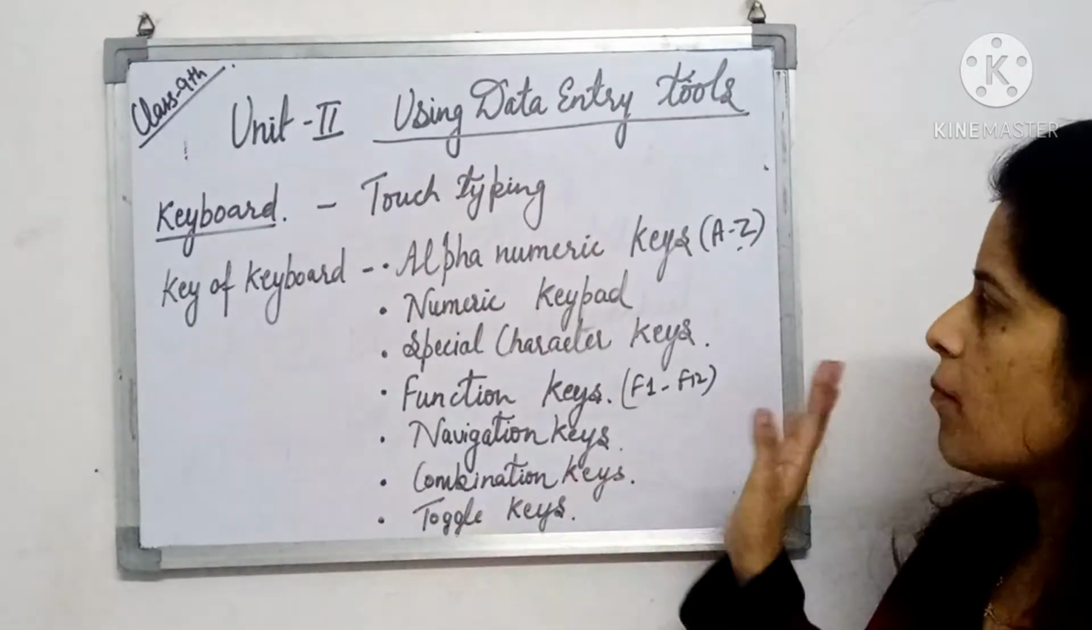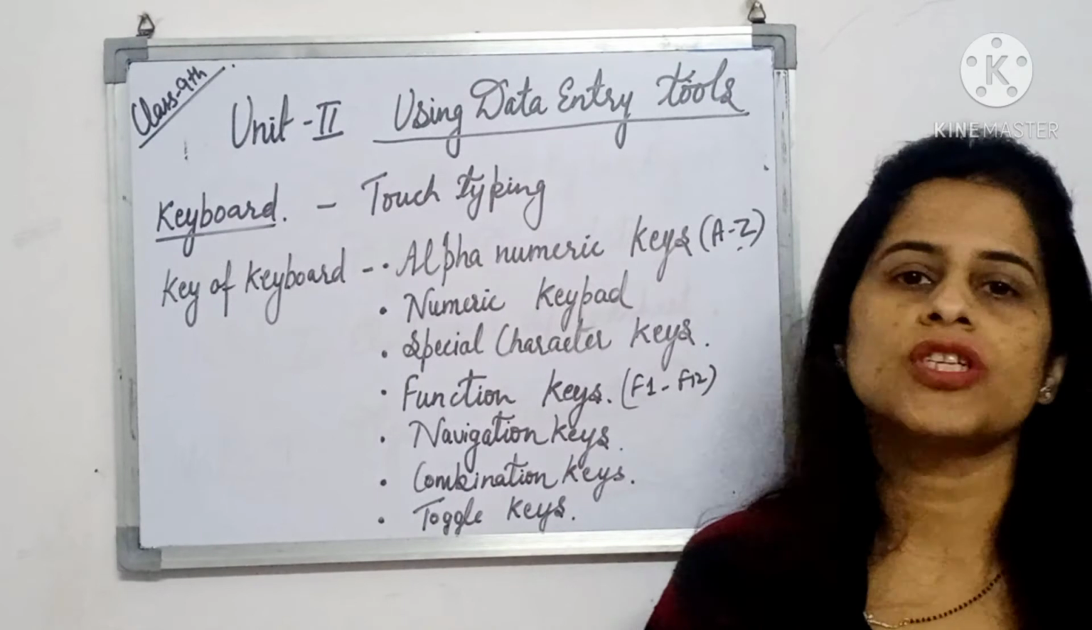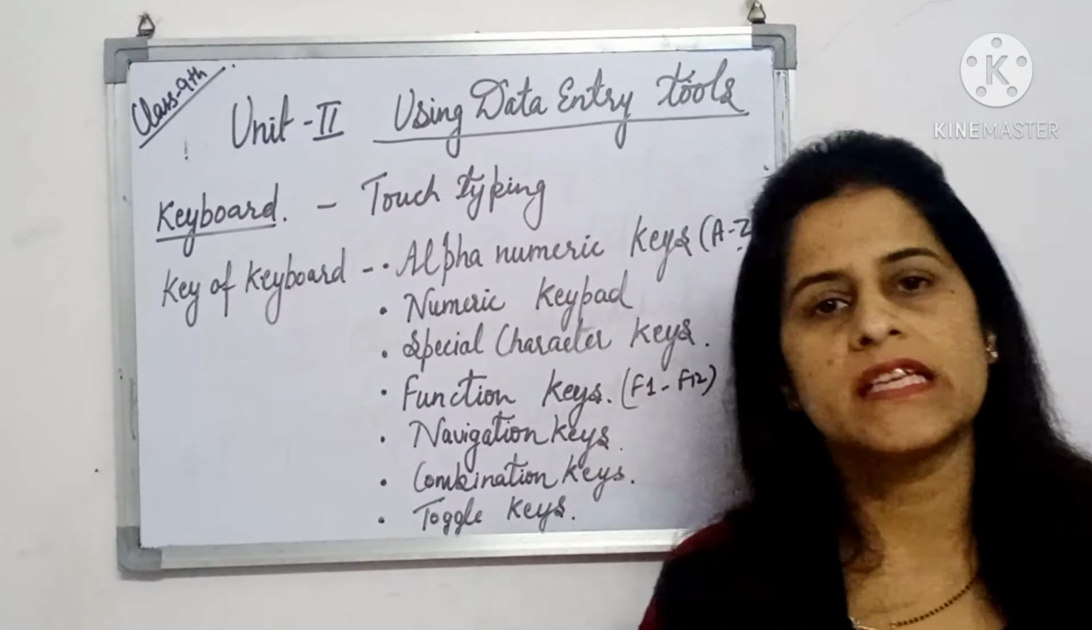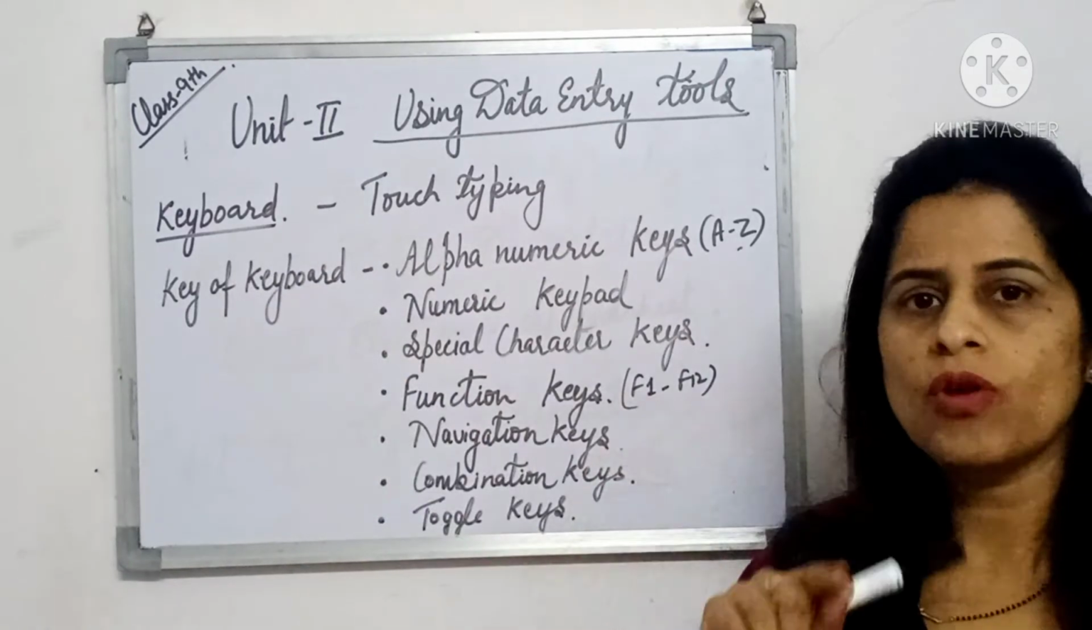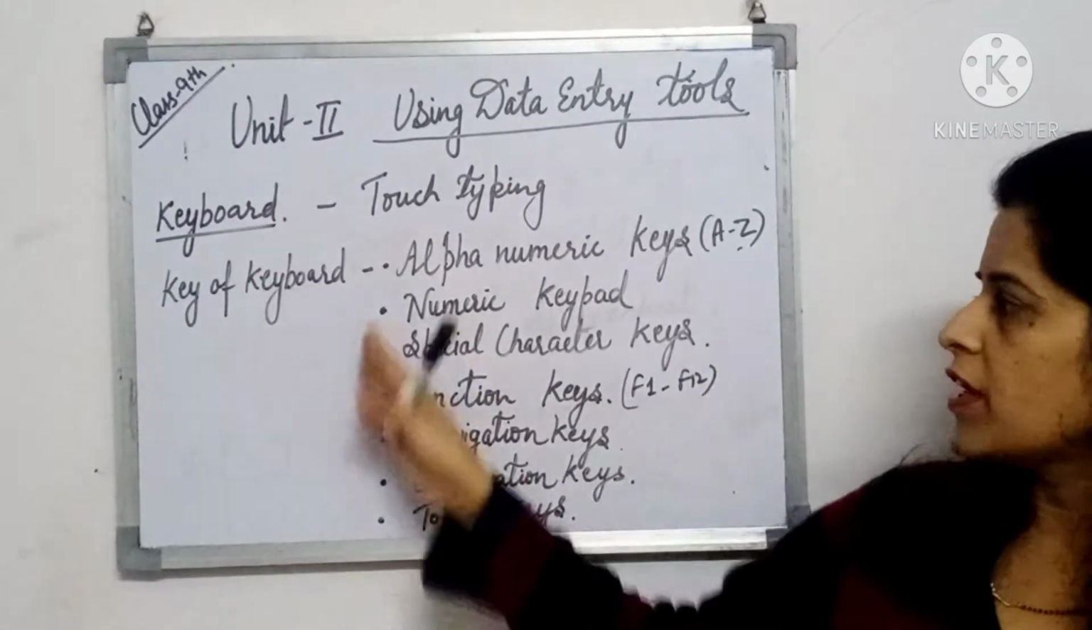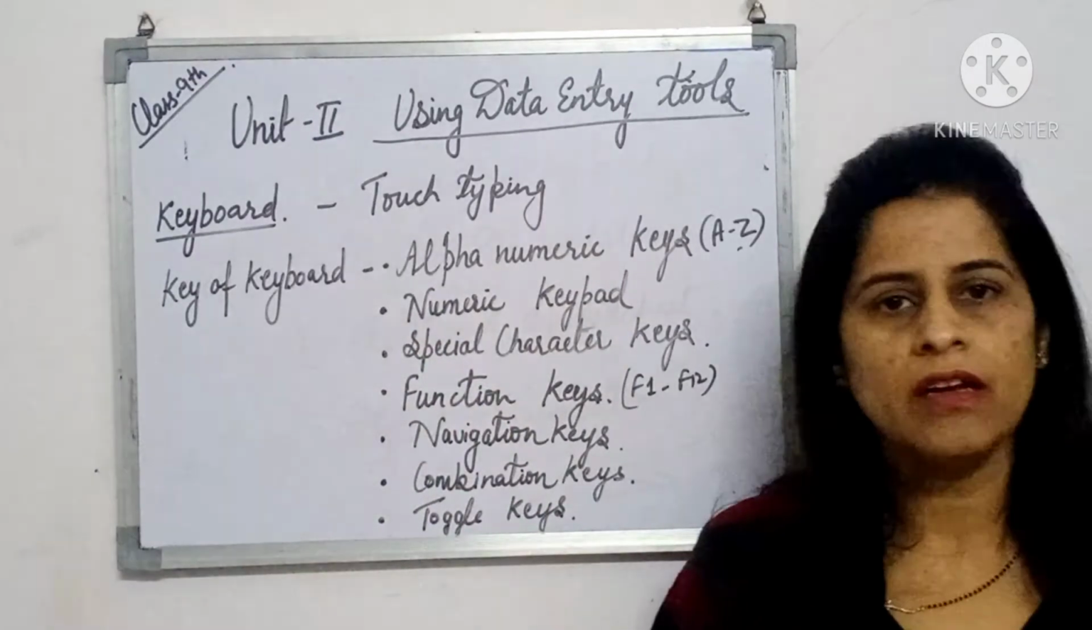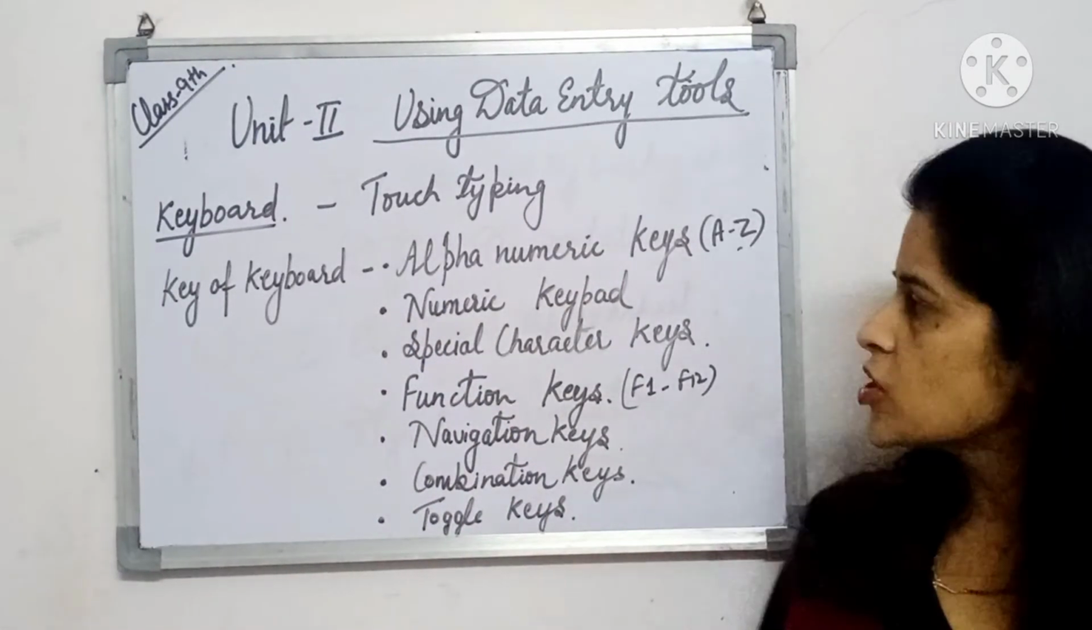So this is all about the keyboard. What is the keyboard? The question comes here: What is the keyboard? How many keys are there? Then you have to define the keyboard. You have to give the definition of the keyboard. After that, you will have to define the keys of the keyboard.